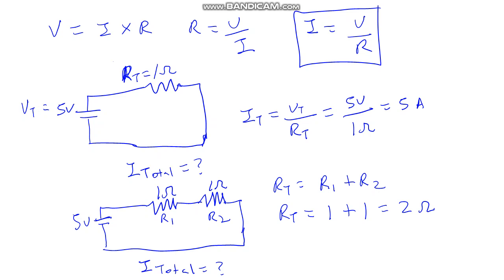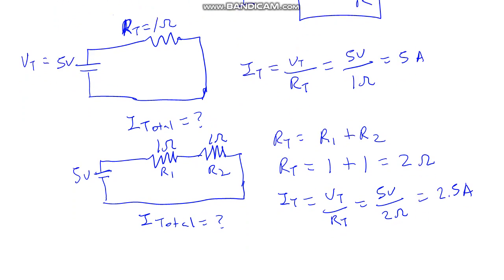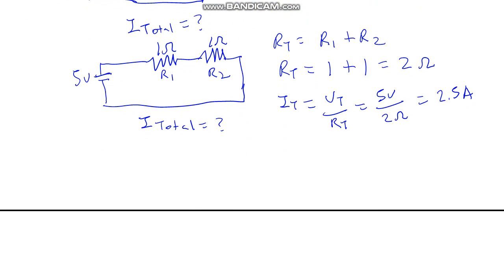And so in order to figure out I total, all you have to do is VT over RT. VT was 5 volts, RT was 2 ohms. So the IT is 2.5 amps. So then that is that. Now, let's do another one. Let me just scroll down.